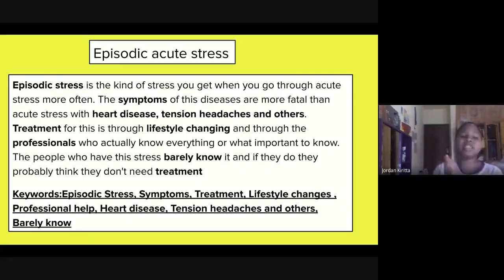So the keywords in this one are episodic stress, symptoms, treatment, lifestyle changes, professional help, heart disease, tension, headaches, others, and barely known.